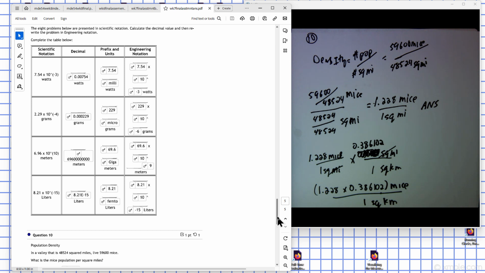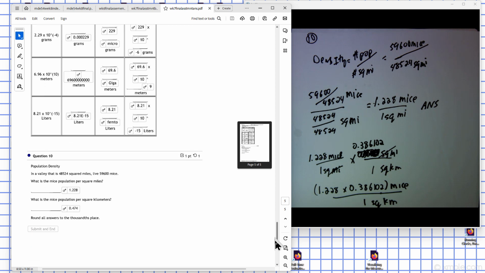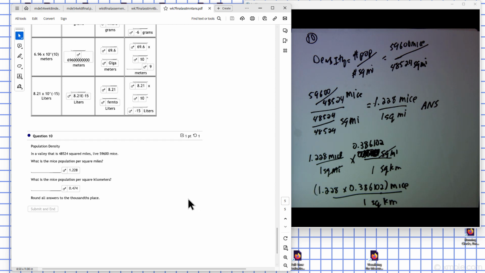Number 10. In the valley, that is 48,524 square miles, live 59,600 mice. What is the mice population per square mile? The density is going to be population per square mile. So we have so many mice, so many square miles here. So I divide and get a unit rate here per square mile. And I end up with 1.228 mice per square mile.